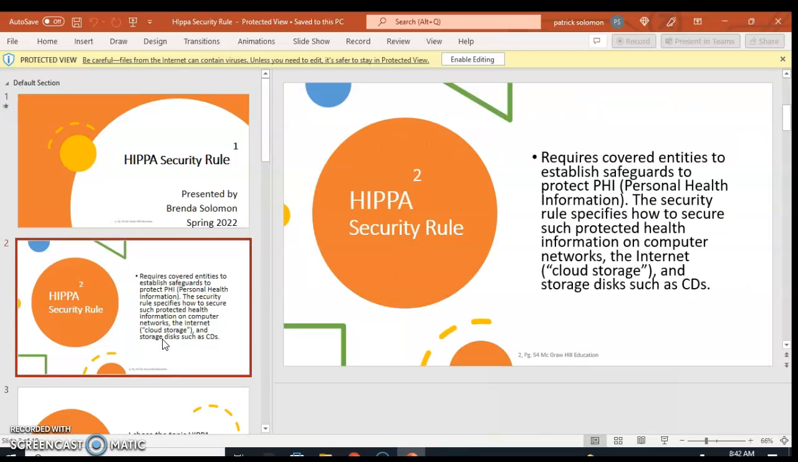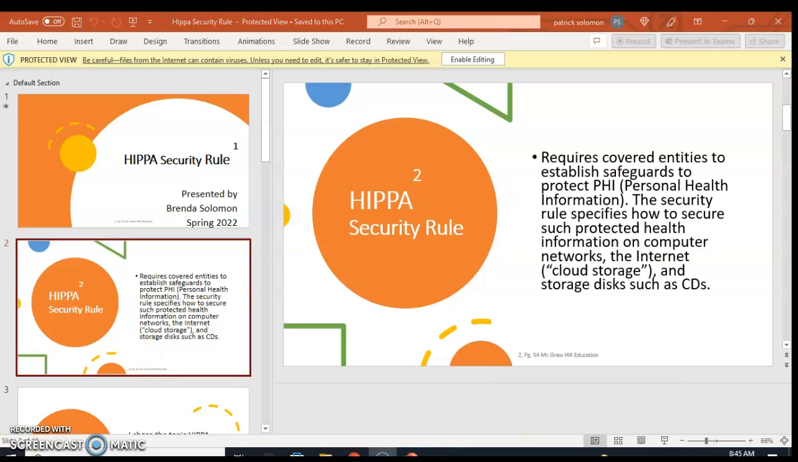The HIPAA security rule requires covered entities to establish safeguards to protect personal health information. The security rule specifies how to secure such protected health information on computer networks, the internet, and cloud storage and storage disks such as CDs. Covered entities are your doctor's offices, hospitals, anybody who uses personal health information.